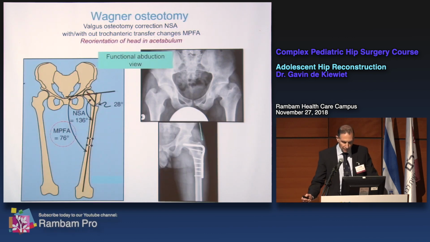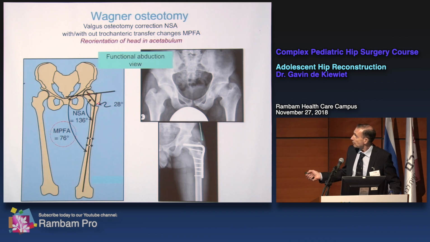So what's the Wagner osteotomy? The Wagner osteotomy is an osteotomy where we're doing a valgus osteotomy for a varus problem.